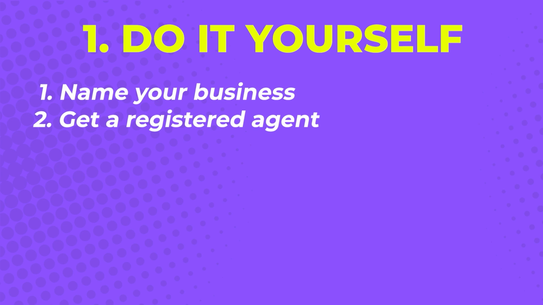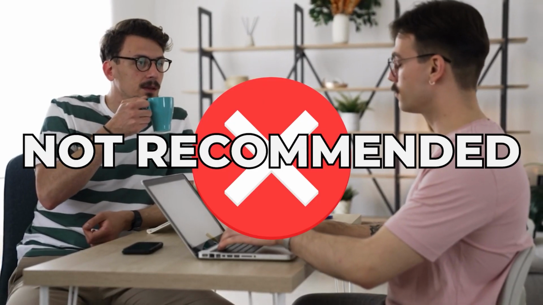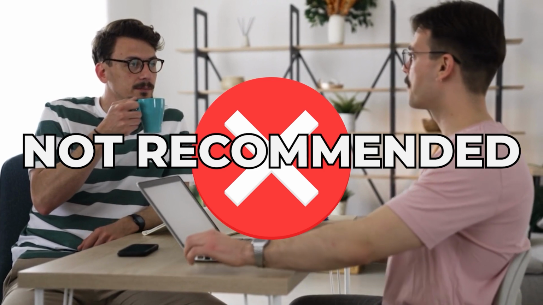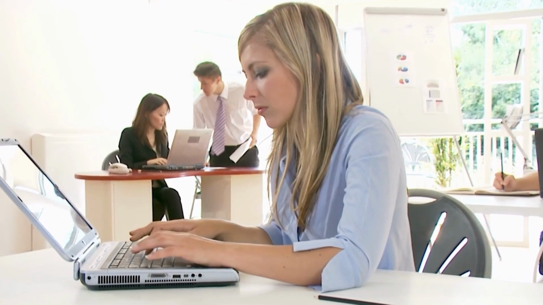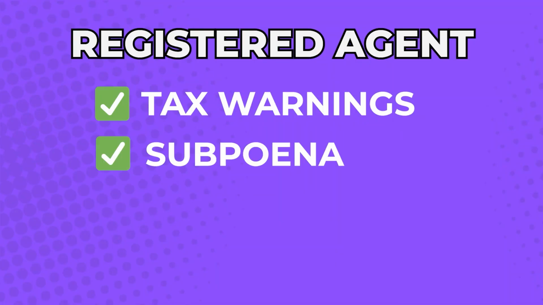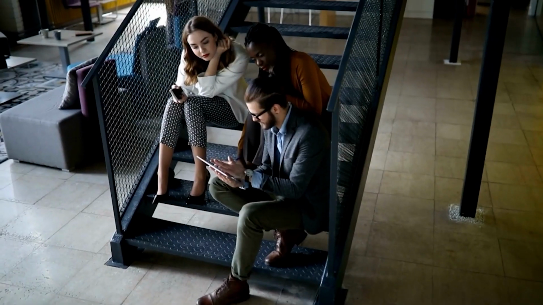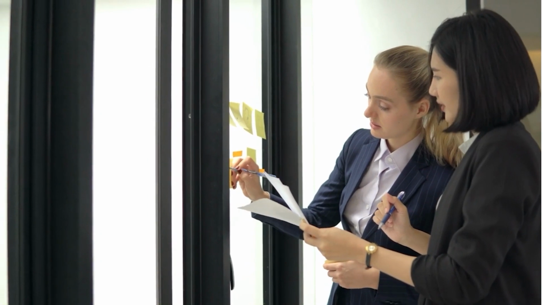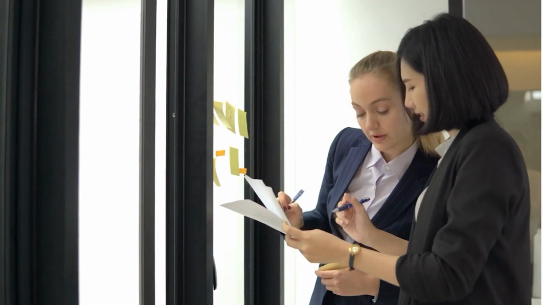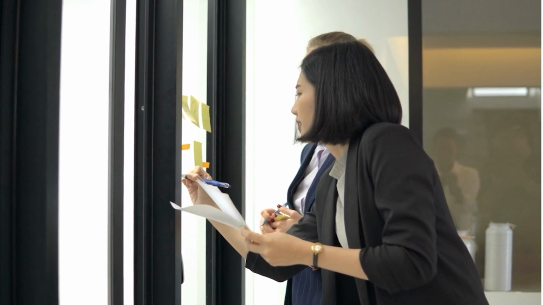Step 2. Get a registered agent. Iowa requires LLCs to have a registered agent who will serve as the primary point of contact for anything that has to do with your business. Although it's possible to register your own name or the name of friends and family as the agent, I highly recommend getting a professional. The registered agent will be receiving and managing tax warnings, subpoenas, and other critical legal papers on your behalf. While you may have trusted friends and family members who are willing to help out, a professional registered agent has the training needed to sort out potential issues and protect your company at all costs.